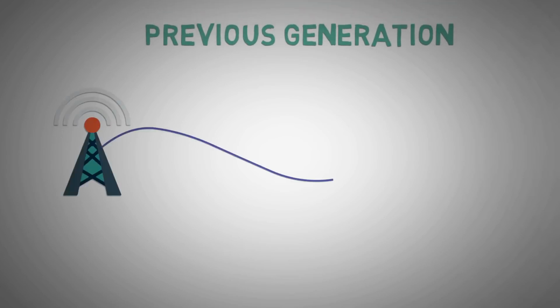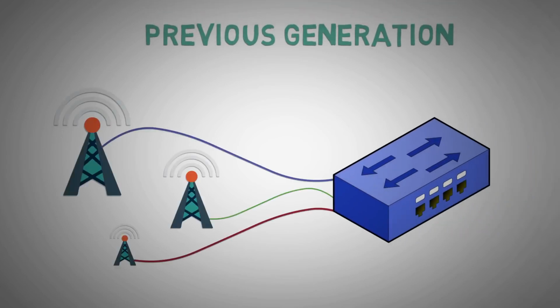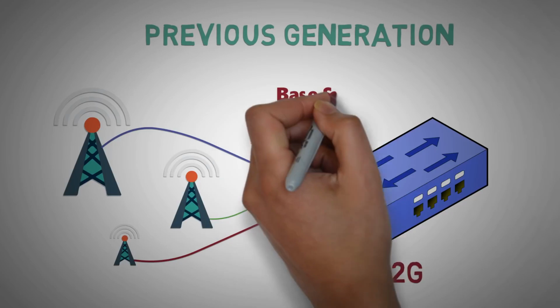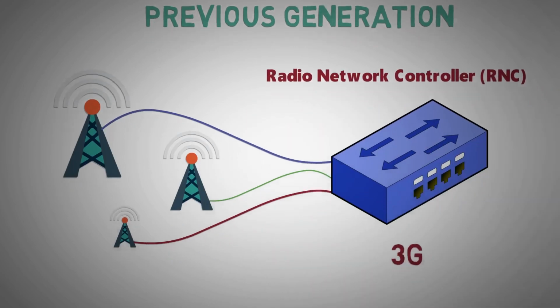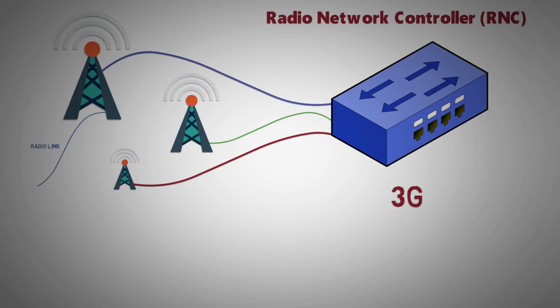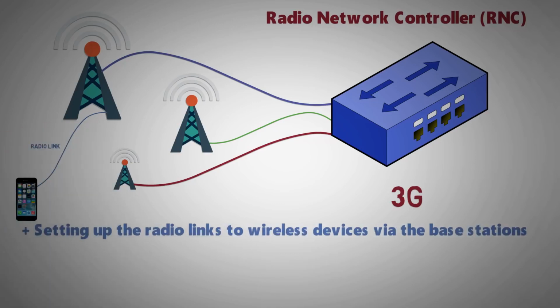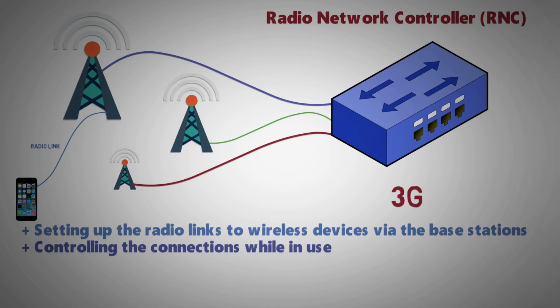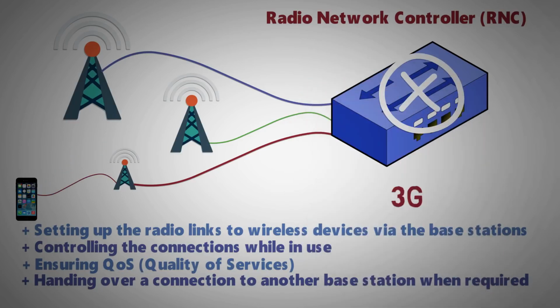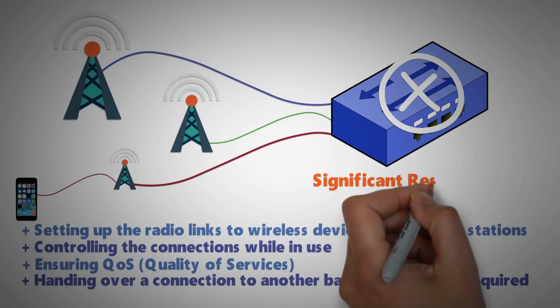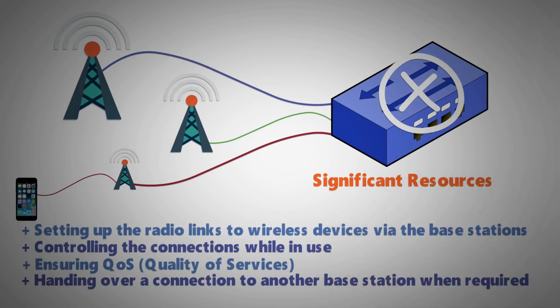In previous generations, the base stations were controlled by a central device. In 2G, it was the base station controller, and in 3G, it was the RNC. These controllers were responsible for setting up the radio links to wireless devices via the base stations, for controlling the connections while in use, for ensuring quality of service, and for handing over a connection to another base station when required. In LTE, this concept was abandoned, as it required significant resources because the task was concentrated in few network nodes.